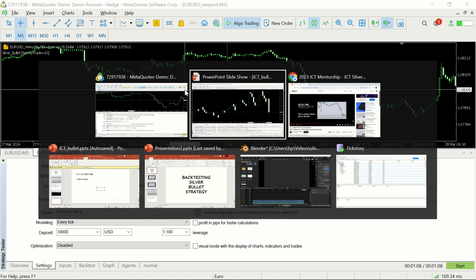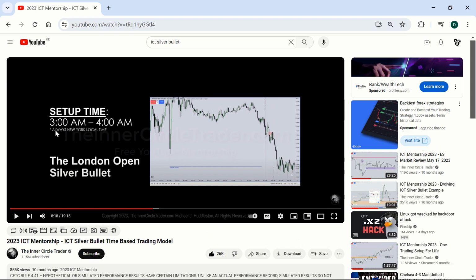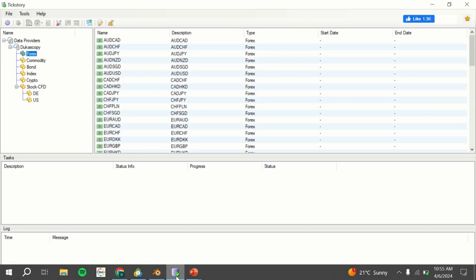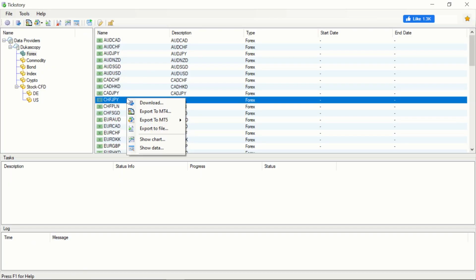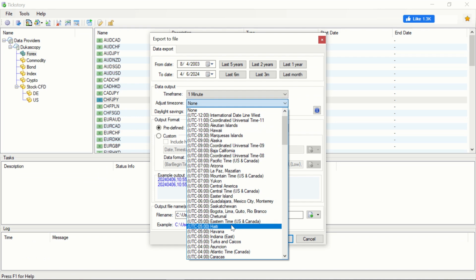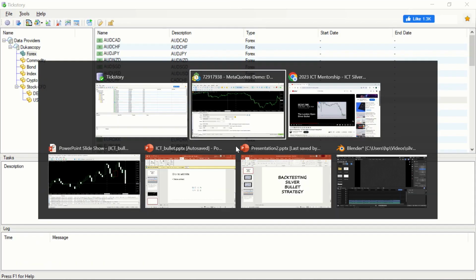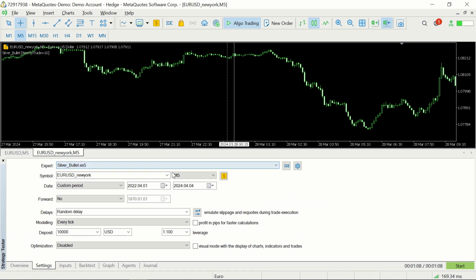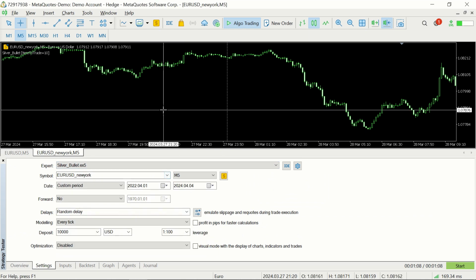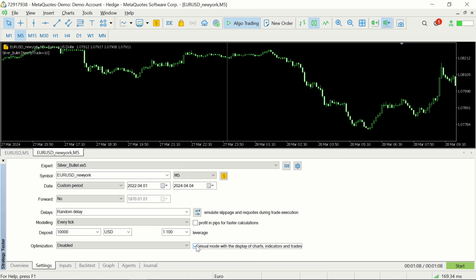So the time between this EURUSD on my broker's time and this custom symbol is 6 hours. And the reason for that is if you go back to the ICT videos, he always insists that we use the New York local time. So what I did, I went to this software here called TickStory, and I downloaded the data with the New York local time here. So for our testing, we will be using this New York local time here, this custom symbol. So with that being said, let's start the test and see how the EA works.